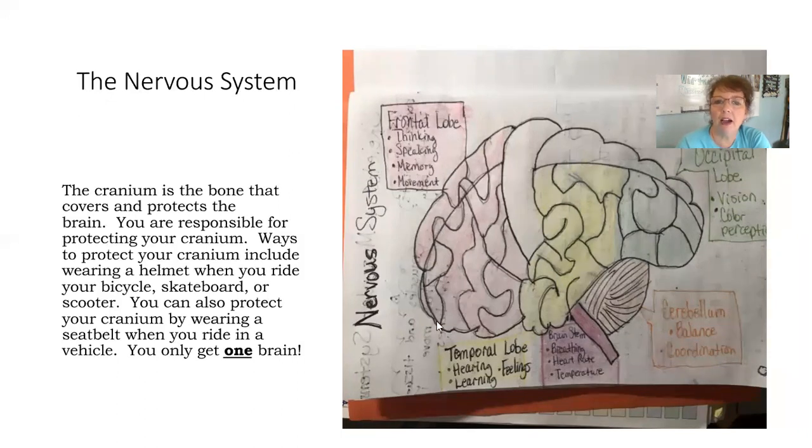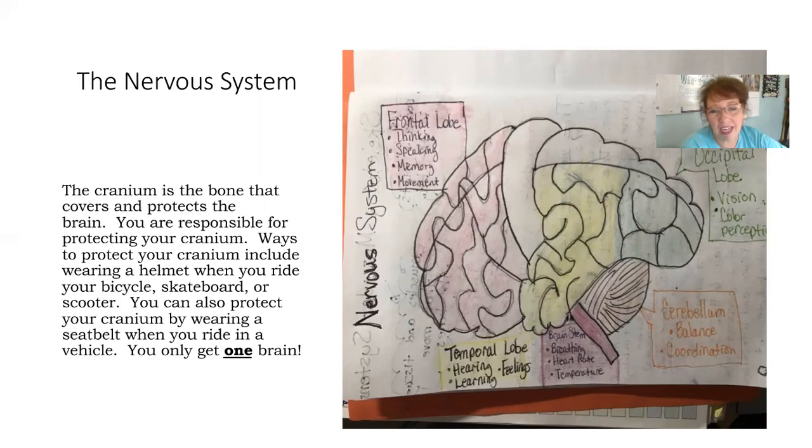The bone that covers your brain is called the cranium. I wrote you a little bit about cranium over here, just kind of an FYI. Your cranium is the bone that covers and protects your brain. You are responsible for protecting your cranium. Ways to protect your cranium include wearing a helmet when you ride your bicycle, skateboard, or scooter. You can also protect your cranium by wearing a seatbelt when you're riding in a vehicle.